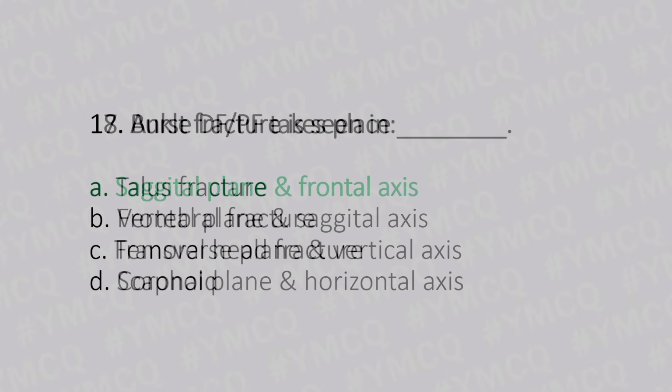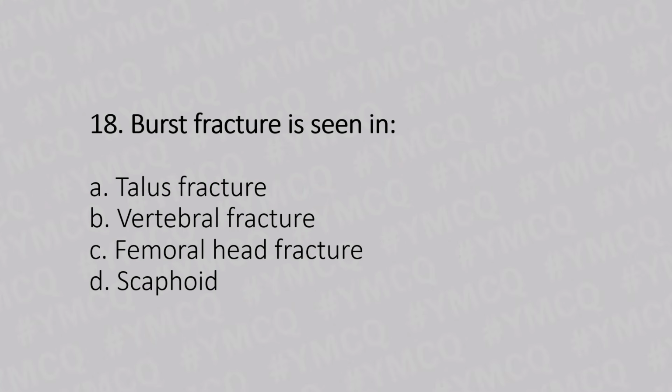Moving to our 18th question, burst fracture is seen in option A, talus fracture, option B, vertebral fracture, option C, femoral head fracture, option D, scaphoid, and the answer is option B, vertebral fracture.